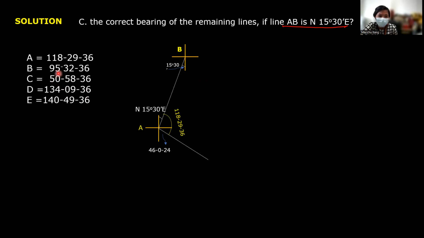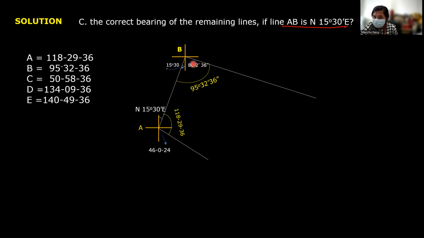So we draw 95 degrees, 32 minutes, and 36 seconds here. So we say that is 95. If this is 95 and this is 15, how much is this one? So this is equivalent to 95 degrees minus 15. So this angle here is only equal to 80 degrees, 2 minutes, and 36 seconds.